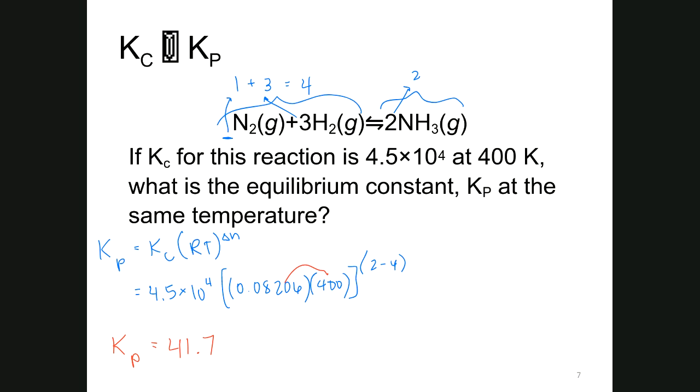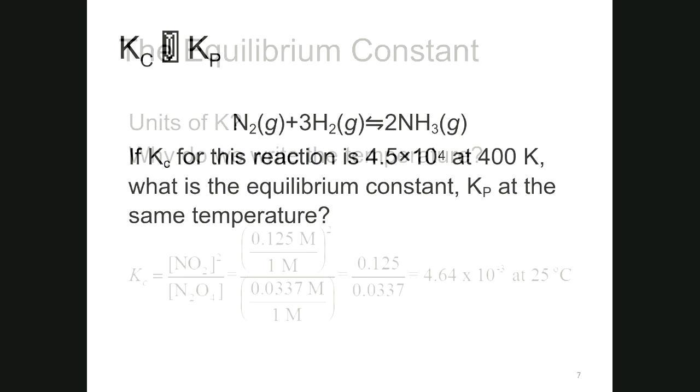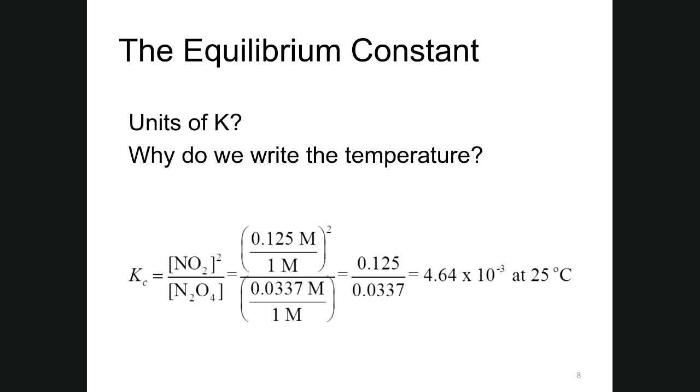So let's keep looking at our constant, get a little bit more information about it. What are the units of K? You've noticed I haven't been writing any units. That's because there are no units. And the reason that there are no units is because it's a ratio. So since we have concentration on the top and on the bottom, or we have pressure on the top and the bottom, those cancel out. We end up with a ratio. We don't need any units. We always have to write out the temperature of our reaction because K changes with temperature. We already mentioned that before.